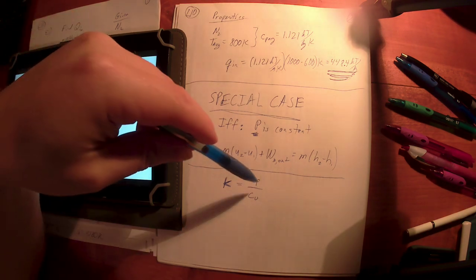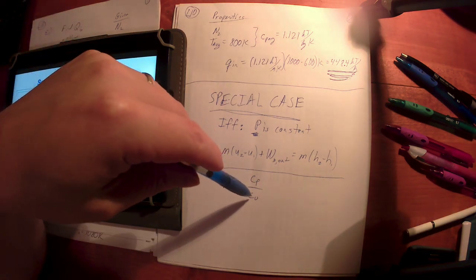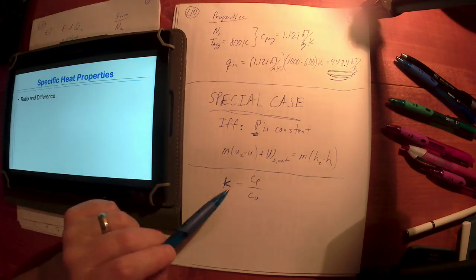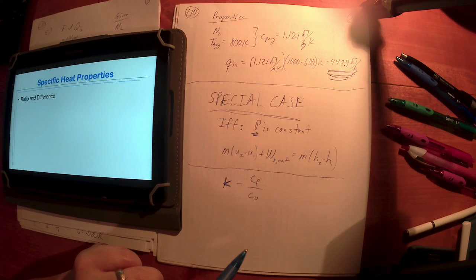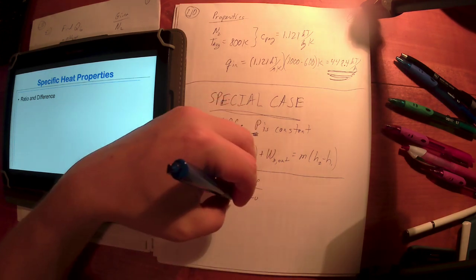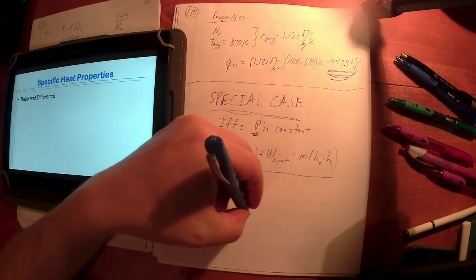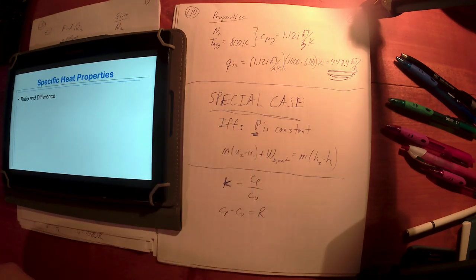So C sub P is always larger because it accounts for more energy than C sub V does. So C sub P will always be larger. This value will always be greater than 1. If it's an ideal gas, the difference between the two is the gas constant.